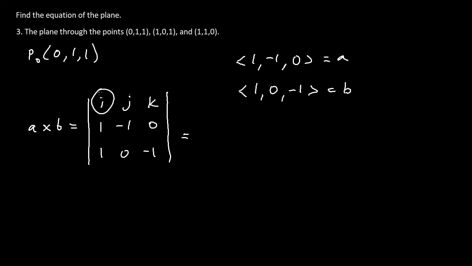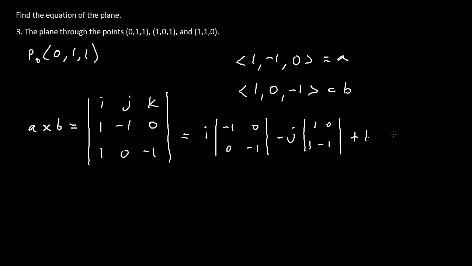So once again, we start with the top leftmost value, so I. We're going to cross out the row and column I is in, and then write what's left inside of a smaller matrix. So what's left is negative 1, 0, and 0, negative 1. The next term is going to be subtracted. The next term is J. So we have J times, if we cross out its row and column, 1, 0, and 1, negative 1 that's left. And the final term is going to be positive, so K. We cross out its row and column, and what we have left is 1, negative 1, and 1, 0.